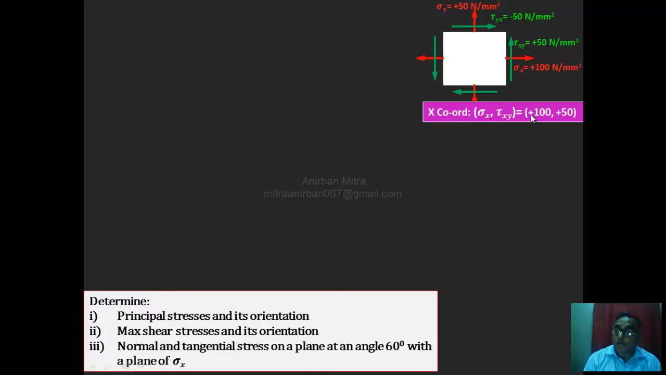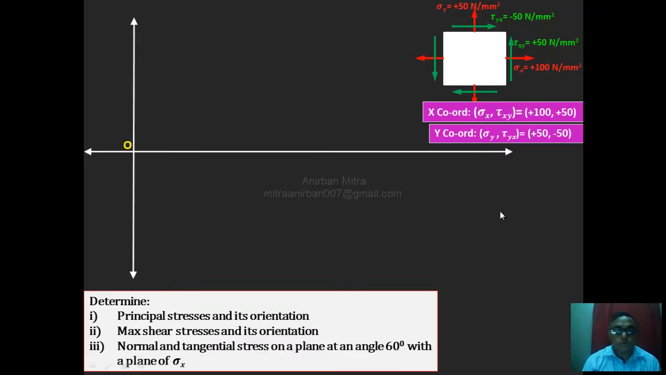Positive and negative is very important. That's why I'm explaining: tensile is positive, compression is negative. Along the x plane, if it is in anti-clockwise direction, it is called positive. Along the y plane, if it is in clockwise direction, it is called negative. So the x coordinate is sigma x and tau xy: plus 100 and plus 50 Newton per mm square. Similarly, the y coordinate is sigma y and tau yx. Sigma y is given as positive 50 here, and tau yx is negative 50.